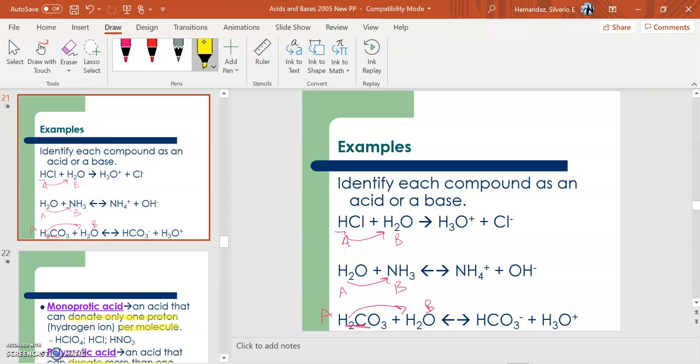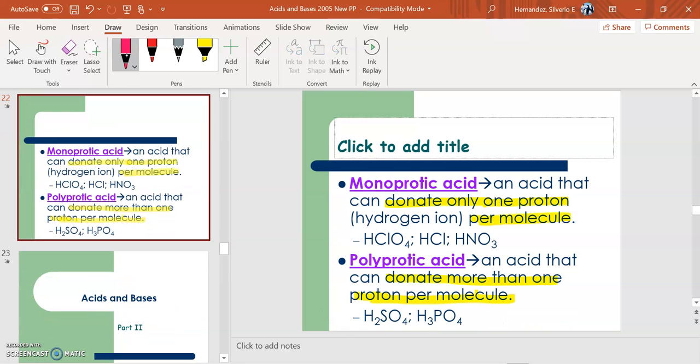But look at this last example down here, I'm going to highlight it. You'll notice that the carbonic acid actually has two hydrogens that it can give away. If it can give away two hydrogens like that, it's defined as a polyprotic acid, whereas hydrochloric acid up here only has one hydrogen to give away, so it's called a monoprotic acid. On the next slide, that's what it's talking about. Monoprotic acids are only able to donate one hydrogen ion or proton per molecule, whereas polyprotic acids can donate more than one. They can easily donate two or possibly even three, and there are two examples down here.